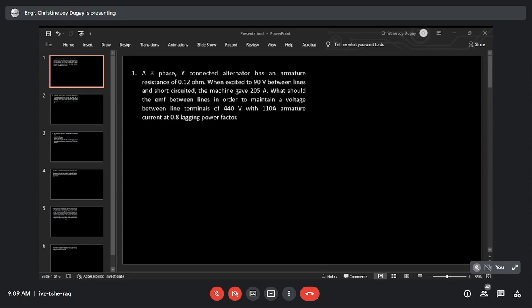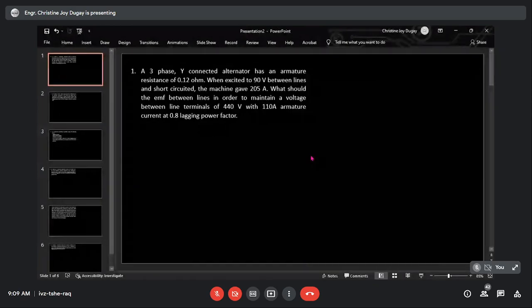I think we already solved this in section B. You may just send it to our GC. While we are waiting, maybe we can already start so that we can exercise.